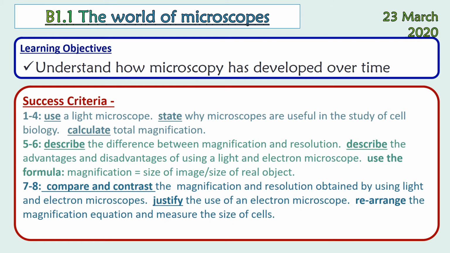Now, you need to know, to be a grade 5 or 6, which is the minimum you really should be aiming for, is look at the difference between magnification and resolution, describe the advantages and disadvantages of light and electron microscopes, and you need to be able to use the formula. If you can compare the different microscopes, even better, so giving similarities and differences and justify the use of one, then that's going to take you up to a grade 7 or 8.